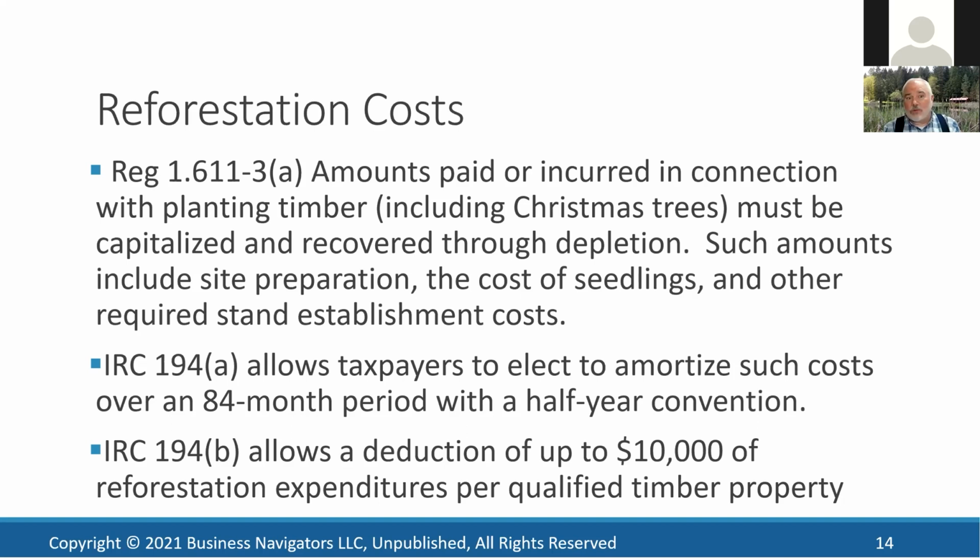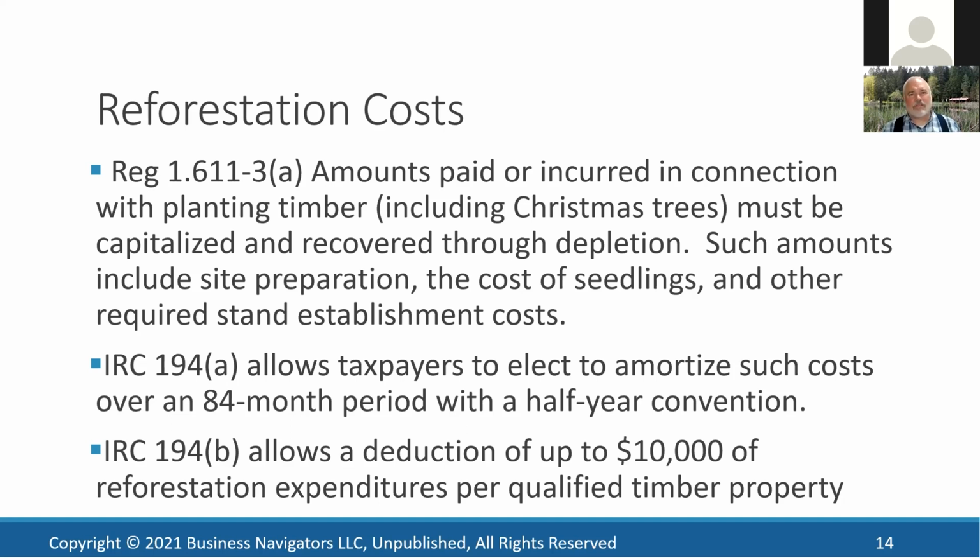So that's the first one. We can elect to amortize those costs over an 84-month period. We also have, in addition, another code section, 194B, which allows us to deduct in the current year up to $10,000 of reforestation expenditures per qualified timber property.